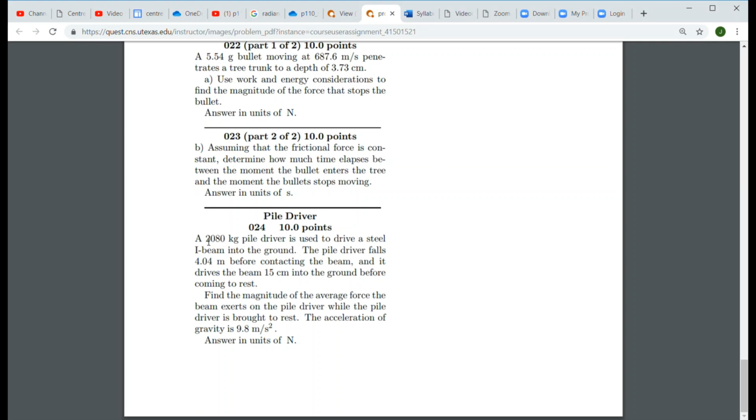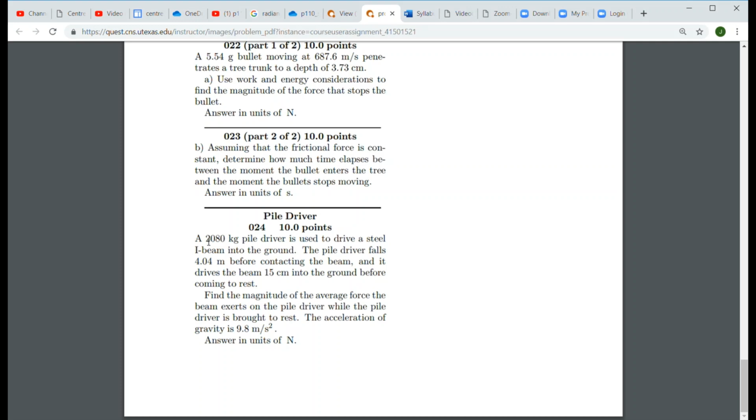The net work is equal to mg times 0.15 meters minus the unknown force of the beam on the pile driver times 15 centimeters, or 0.15 meters. That's the net work, the sum of those two works, is equal to 1/2 mv final squared minus 1/2 mv initial squared. The v initial is going to be our final speed after dropping the 4.04 meters, and the v final is going to be 0 because that's the speed it has once it's come to rest.